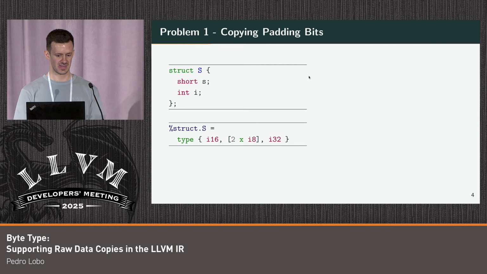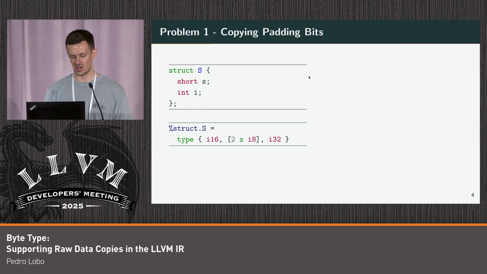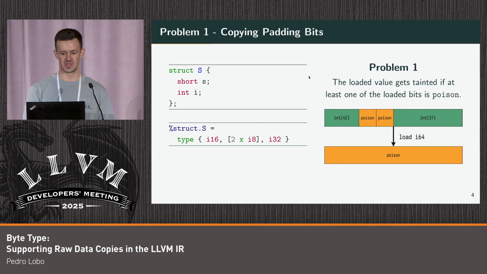Below, we see the definition of that same structure in the LLVM intermediate representation. As you can see here, the 2 bytes of padding are made explicit by the array of two 8-bit integer values. So currently, LLVM uses the poison value to represent padding bits, which constitutes the first problem with the memcpy implementation.